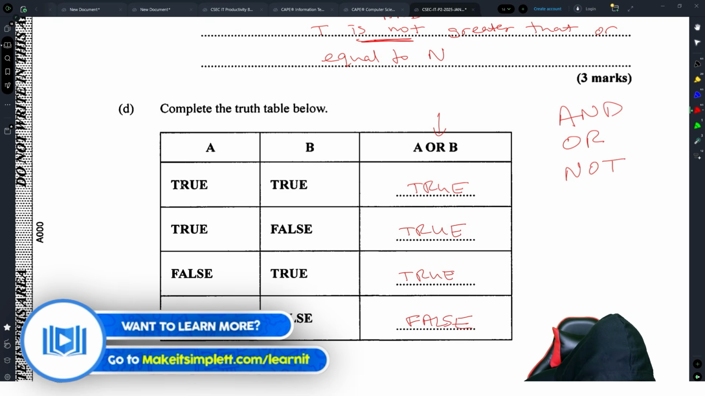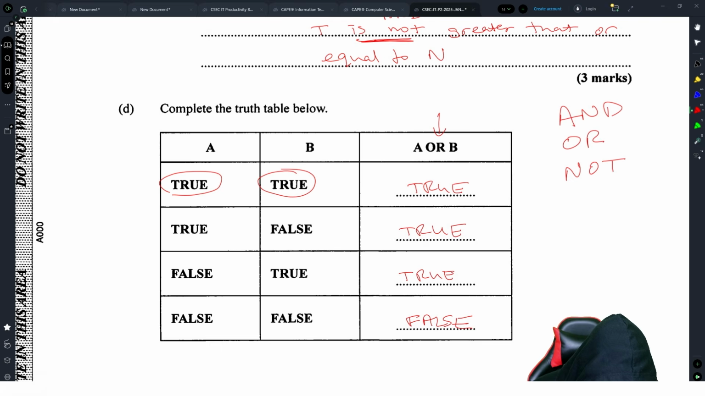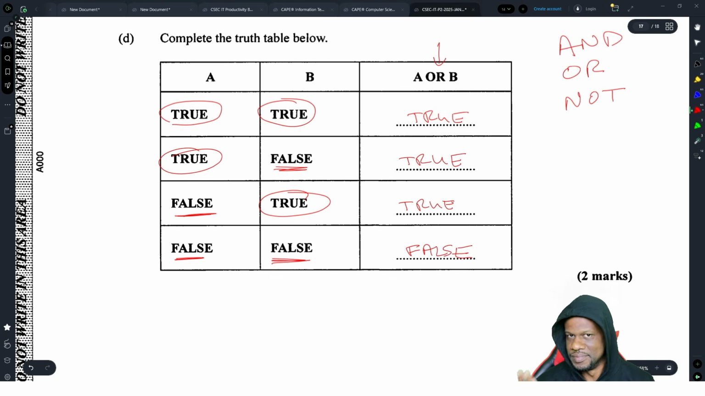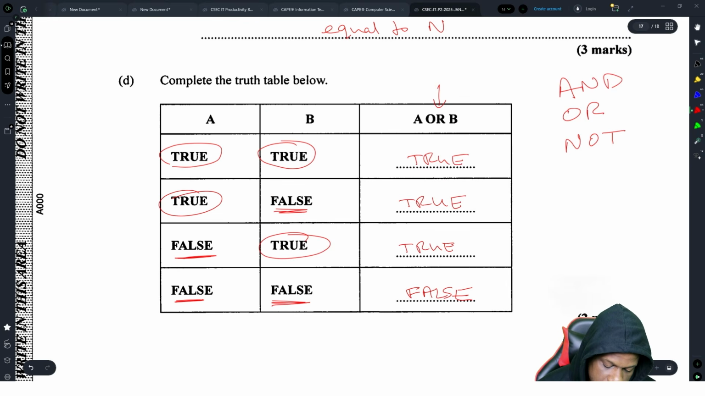OR means if you have true at least once inside there. So you have true here and true here, that means you have true twice. That's good. You have true once here, you don't have true there, but that's okay. Once you have true once, it's true. But if you have no true, then it's false. 2 marks for that because that's just for you to learn. If you've never seen that in your life, you know what to do.